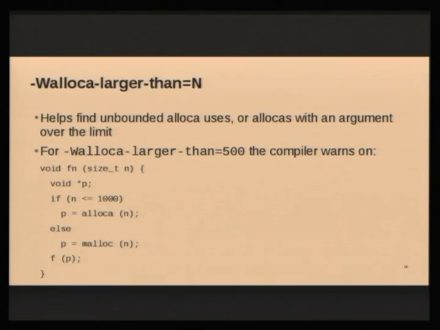-Walloca-larger-than=n is if you want to find unbounded alloca uses or allocas that might use too large an argument, because as you know, alloca just moves the stack pointer. So if you use alloca with too huge an argument, it could smash your stack or whatever. So we have an option for that now. And so in this case, if you use the limit 500, the compiler would warn because it can figure out that in this code path, you could call alloca with like 600 or something.